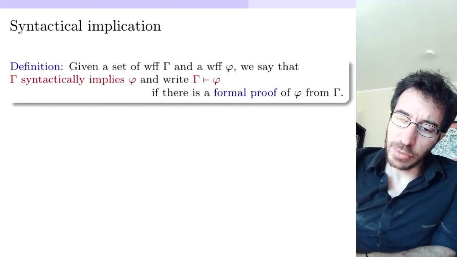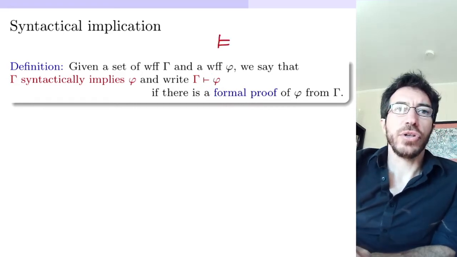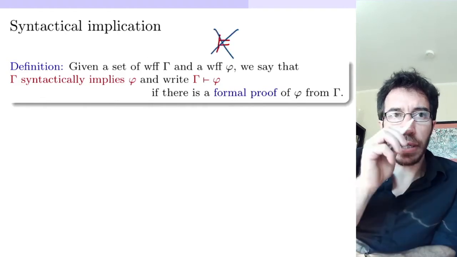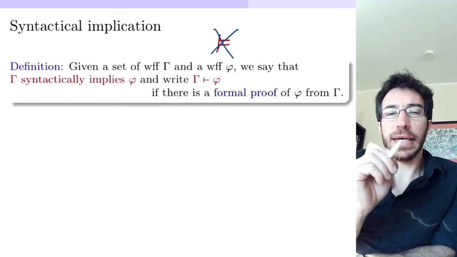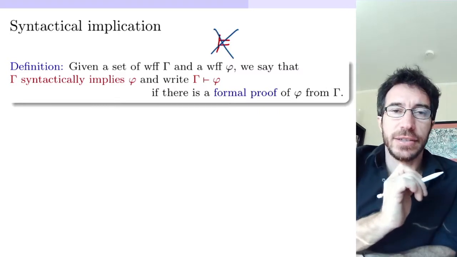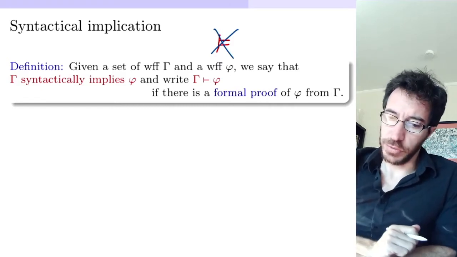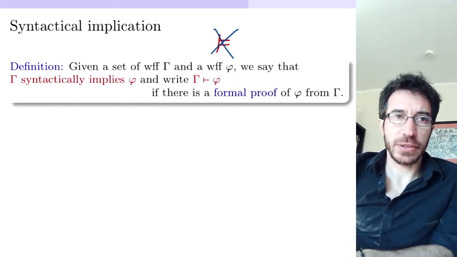This symbol is similar to the symbol that we have for logical implication, except that it has only one little bar instead of two. So one line is syntactical, two lines semantical. Hopefully that won't be too confusing. Cool, so let's try to figure out what all this means. Formal proofs.